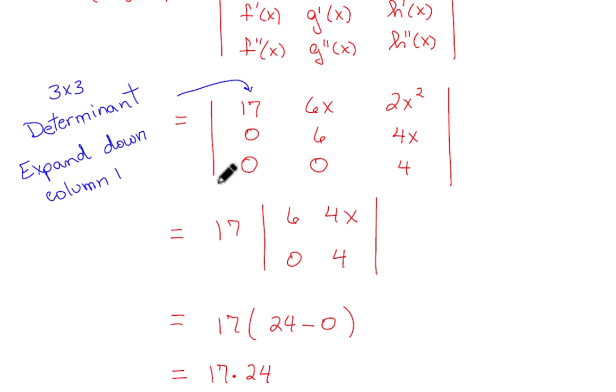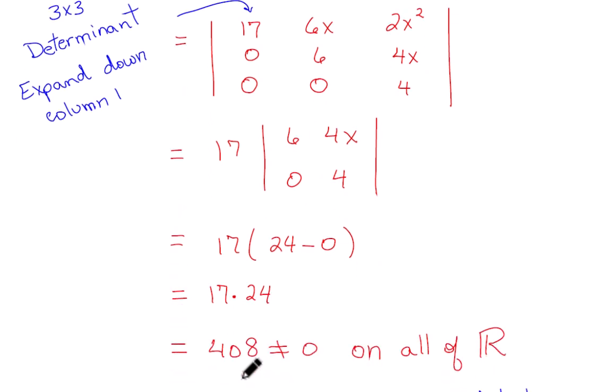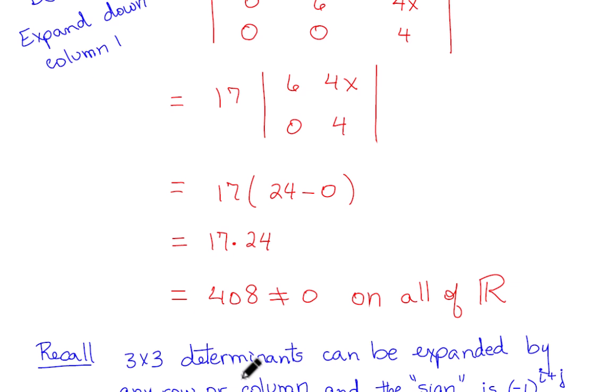So if I expand by this first column, I'm going to use the 17, cover up the row that it's in, the column it's in, and the subdeterminant is the one that's in here. To get this one is easy. 6 times 4 is 24, minus the upward diagonal, which is 0. And I get 17 times 24. And so the Wronskian turns out to be 408. And that's clearly not 0 on all of the real number line.